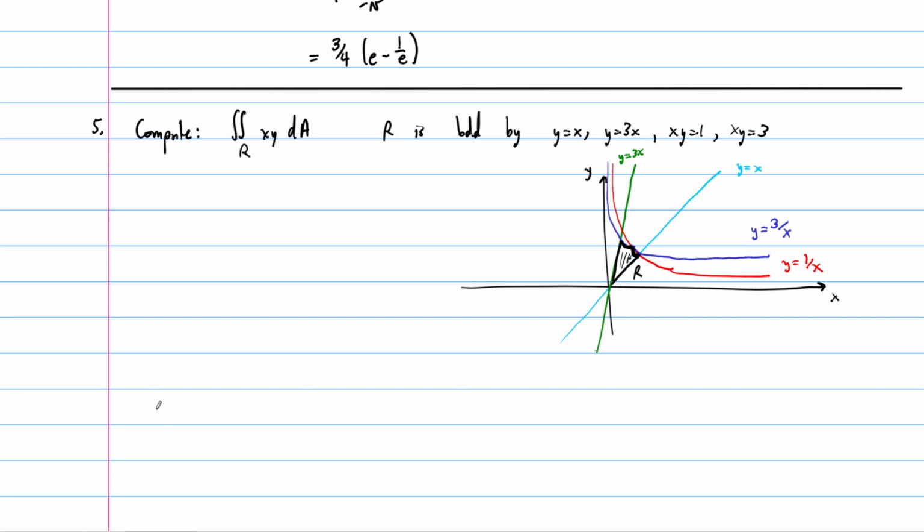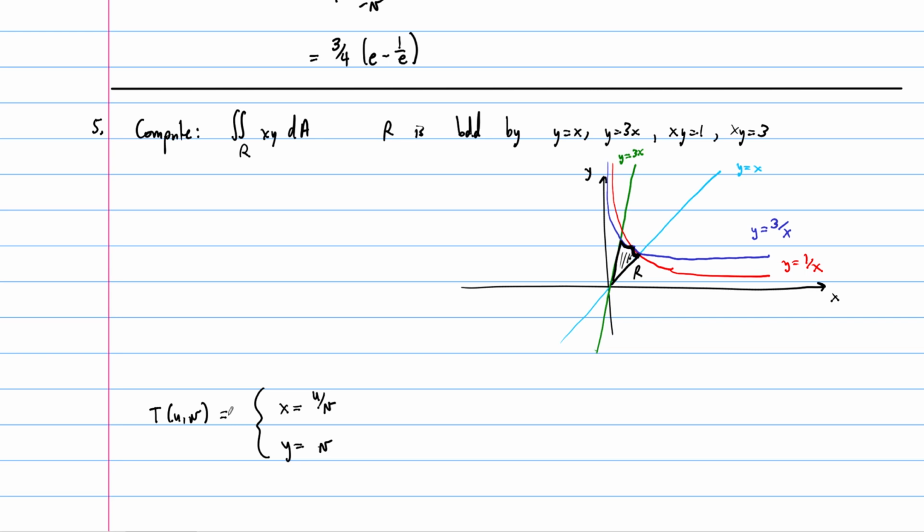So for this one, let's use the following transformation. Let's let T, remember, is the transformation that takes in the u and the v and gives us back the x and the y, right? So let's say x is going to be u over v and y is just going to be v. And let's see how this works, right?